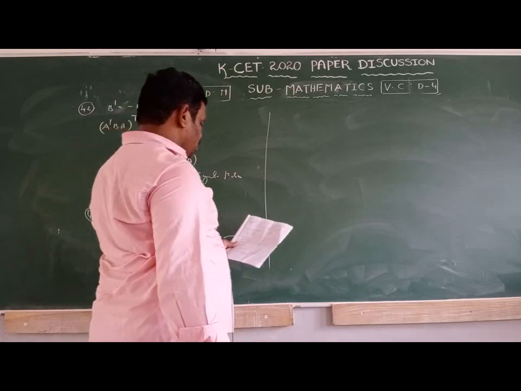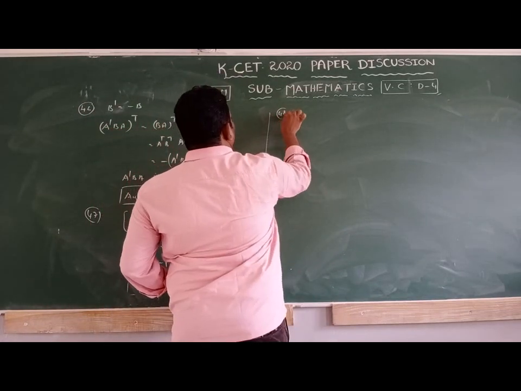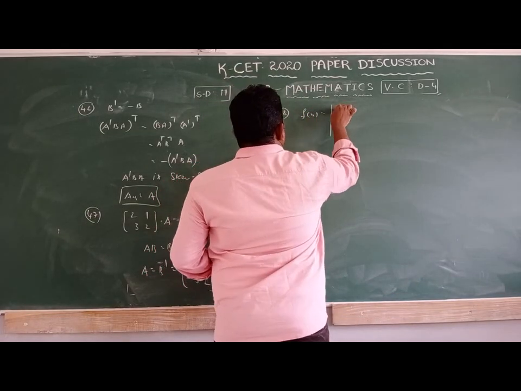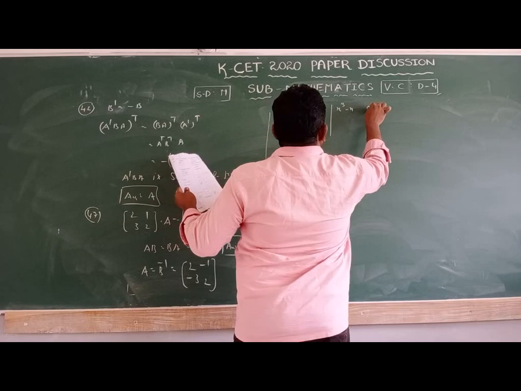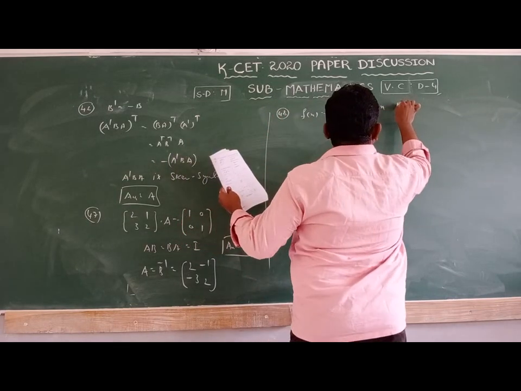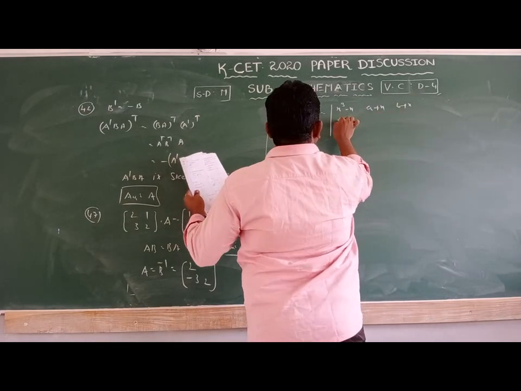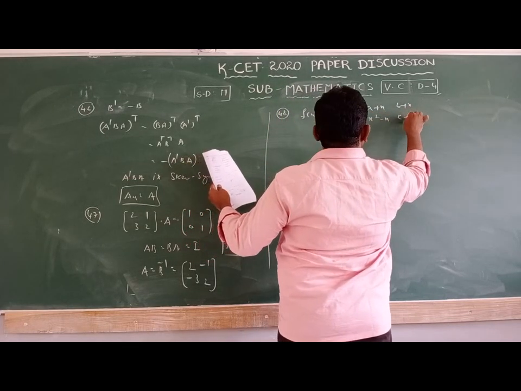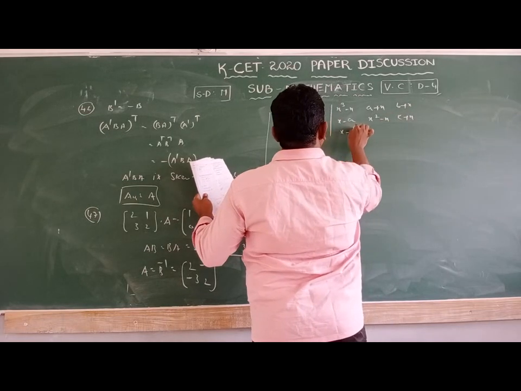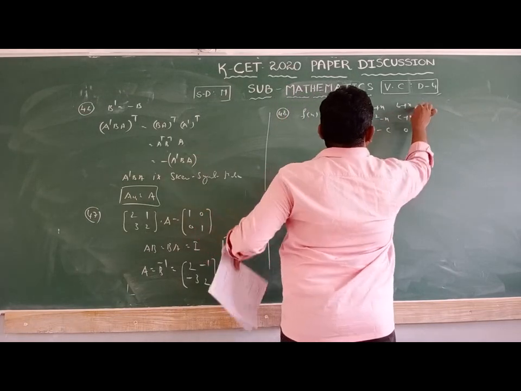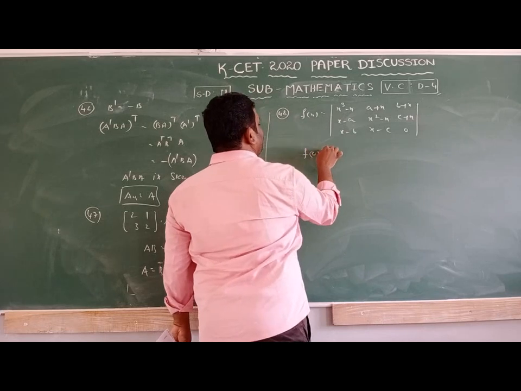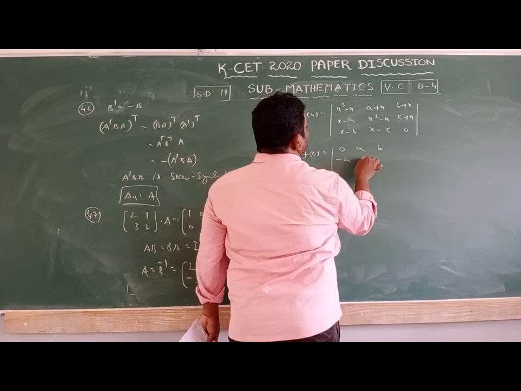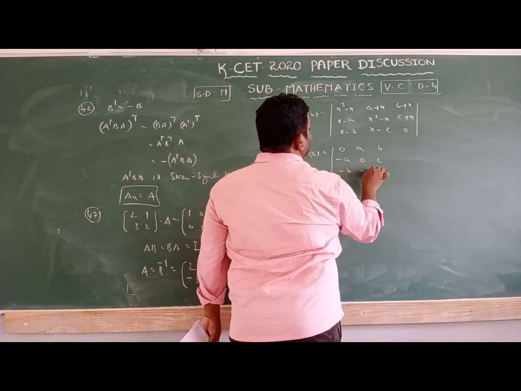Okay, so next, 48th bit, on determinant value. Given here, f of x is equal to the determinant x cube minus x, a plus x, b plus x, next x minus a and x square minus x, c plus x, next x minus b, x minus c, 0. Now f of 0 is equal to 0 a b, minus a 0 c, minus b minus c 0.